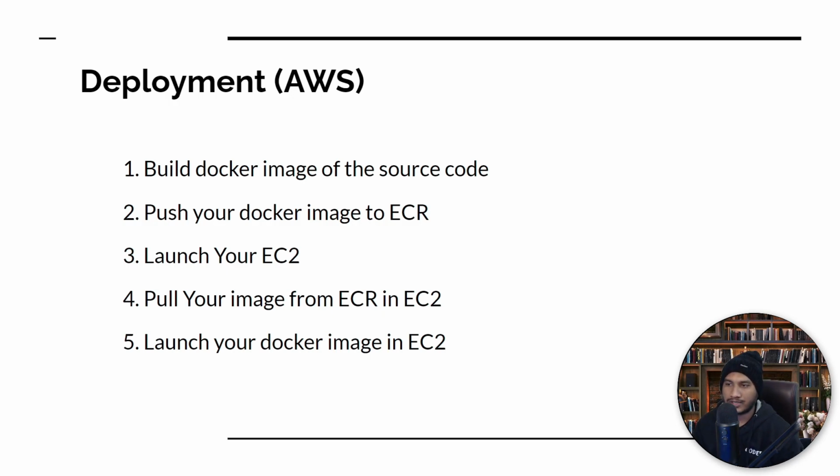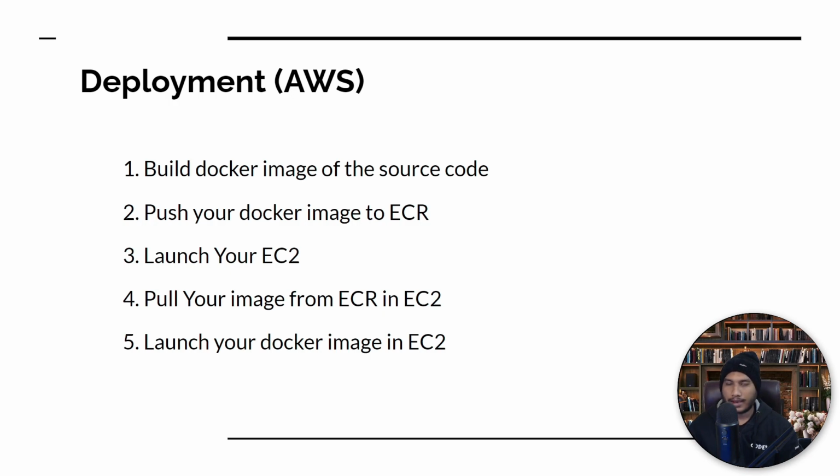After launching this EC2 we'll be setting up our self-hosted runner. I will tell you what a self-hosted runner is when we create it. Then we'll pull these images from ECR into our EC2 machine. Then we'll launch this Docker image in our EC2 machine. Then we'll do some port mapping, or you can say some networking and security settings. Then it will be accessible from the public side. So yes guys, this was our whole deployment process.